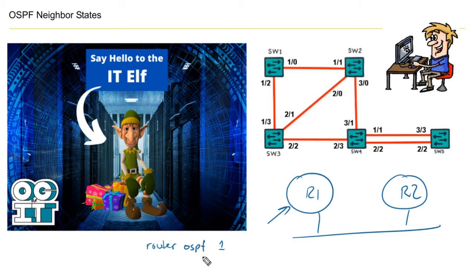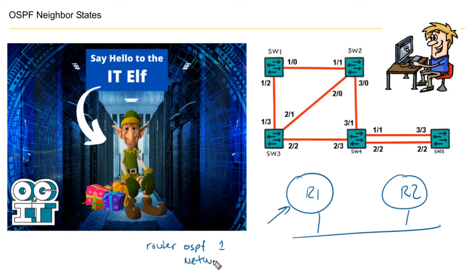And then once we're in router configuration mode, we could give it a router ID if we wanted to, or if we didn't want to, we don't have to. So by default, when we bring up OSPF, the router is going to use the configured router ID. If we don't have a configured router ID, it's going to use the IP address on a loopback interface. If it doesn't have a loopback interface, it's going to use the highest IP address on a real interface as the router ID. And then we're going to do a network statement.